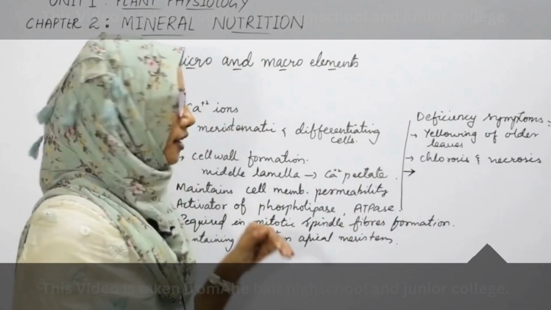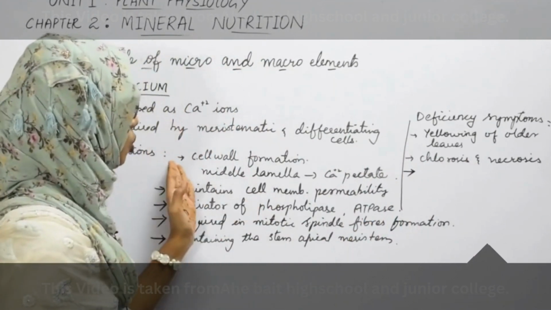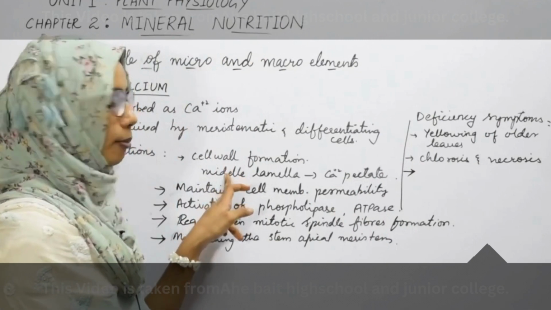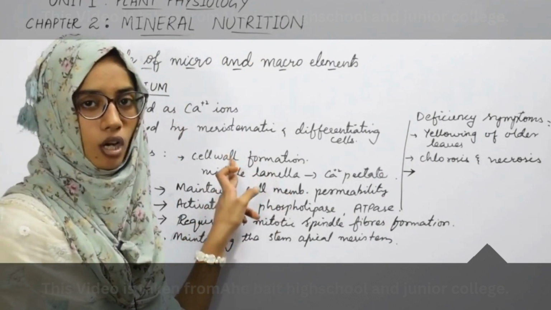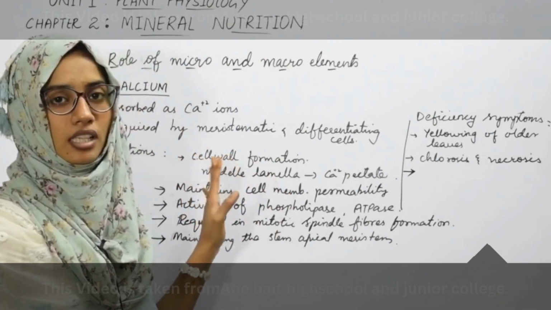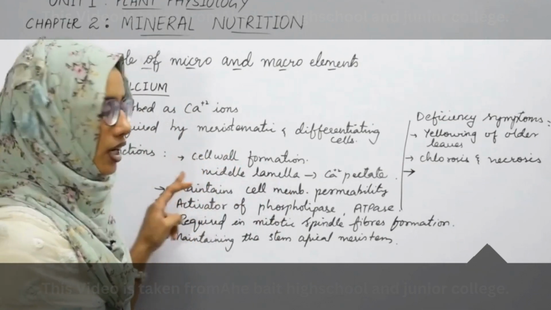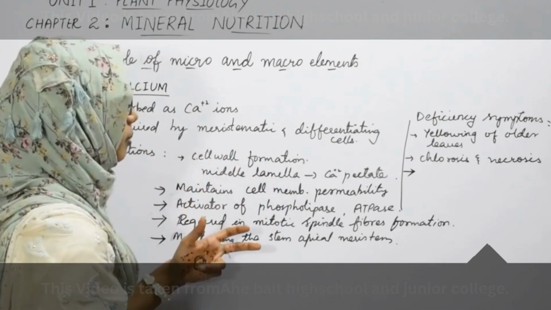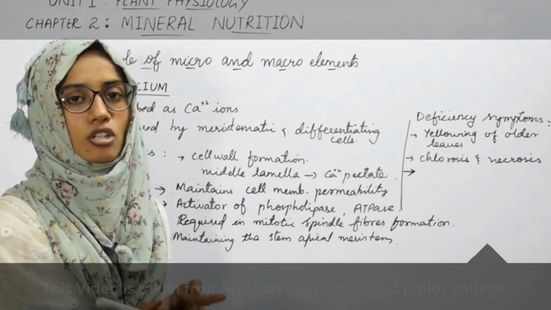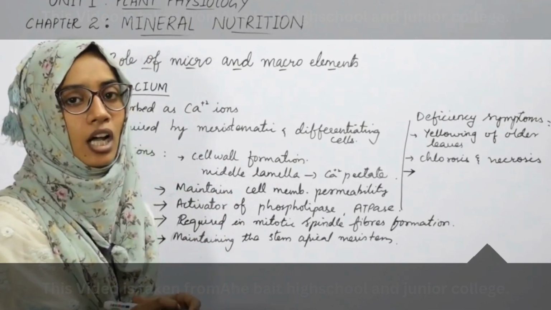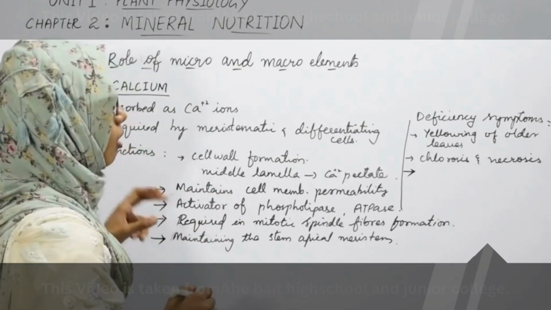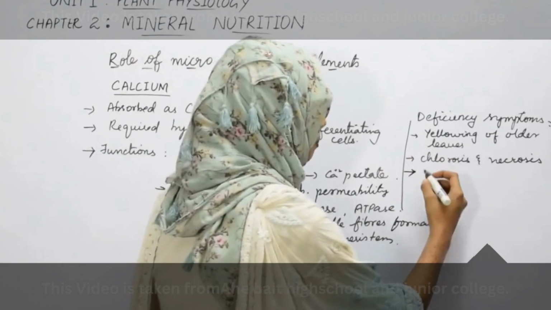As we have learned, calcium is used in the synthesis of the middle lamella of the cell wall. So, if calcium is deficient or not available in the plant, the synthesis of the middle lamella will stop or remain incomplete.